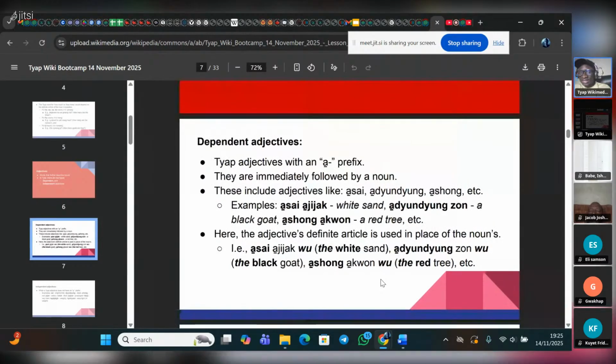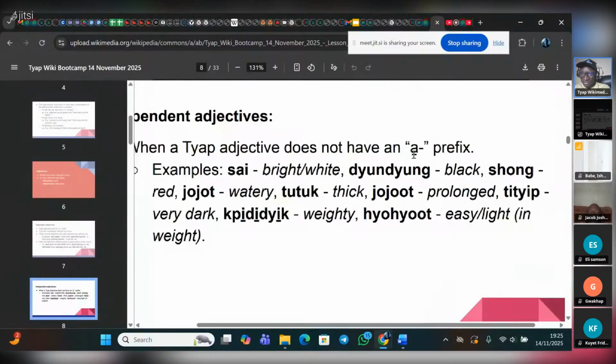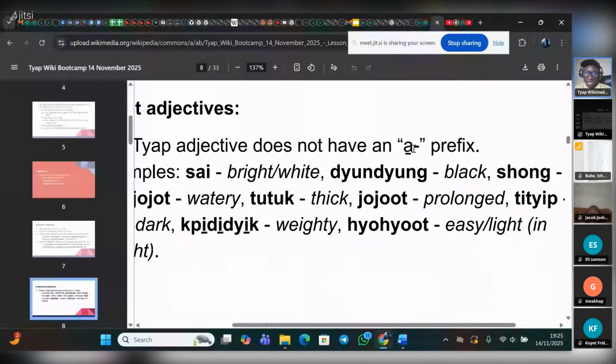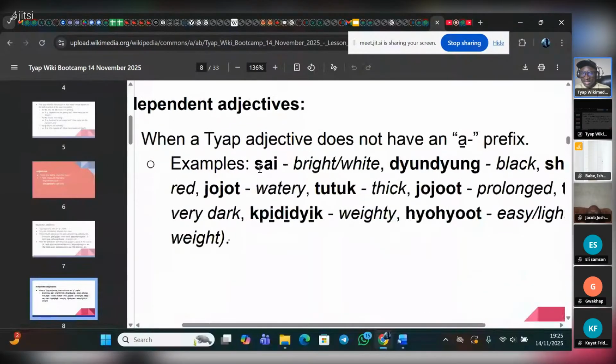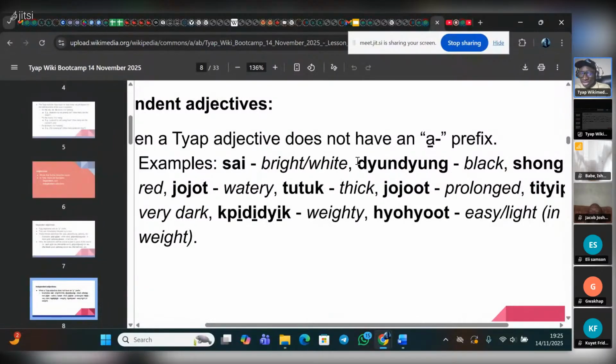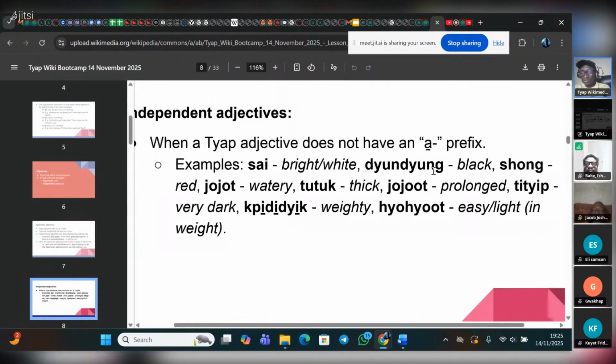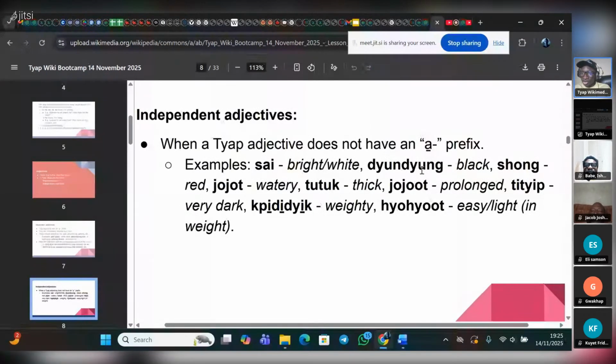So the independent adjectives are those Tyap adjectives that do not carry the R prefix. They don't usually have this prefix. So we can see examples such as sai. Sai could mean bright, sai could mean white, or to become white. And then we have junjun. Junjun is black on its own, or to blacken, to become black. And then shun is red, or to become red, that's to redden.